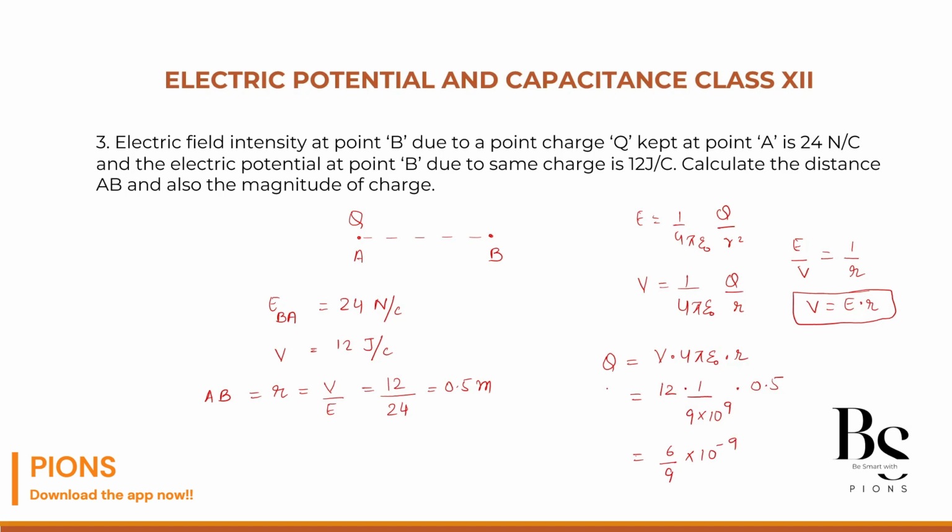Okay, I multiply 12 with 0.5. It gives me 6. Now 3 twos are 6 and 3 threes are 9. So 2 by 3 into 10 to the power minus 9. And what's the unit of charge? Coulombs. Do write the units, otherwise they will cut your marks. This is our question number 3. Clear? Let's move to question number 4.